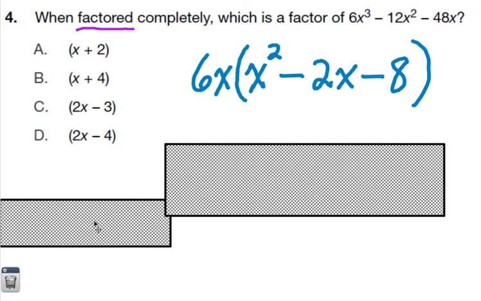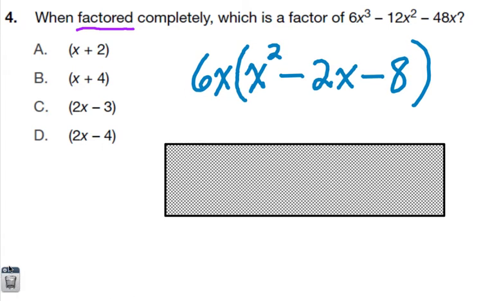And when you factor that out of all the terms, what you're left with is x squared minus 2x minus 8. Again, in a way, you're undistributing, okay? You're dividing out 6x from all those terms.